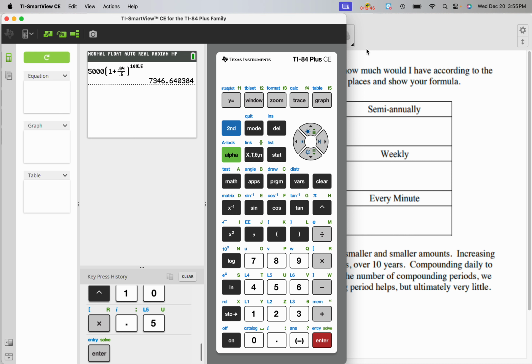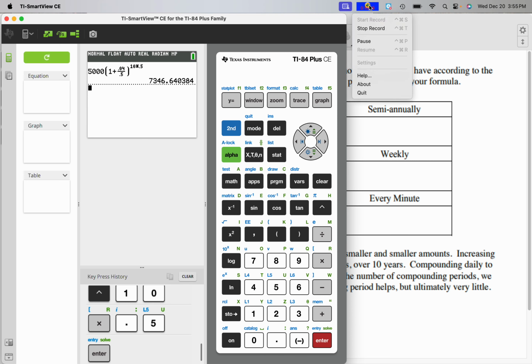Okay. So if you type this into your calculator, and I know you guys know how to do this, I'm just typing this in for n equals 1/2, which is the biannual. And so you can see my dollar amount is $7,346.64. That's how much you would have at the end of that 10-year period. Then next, I would do annually, where n is equal to 1.